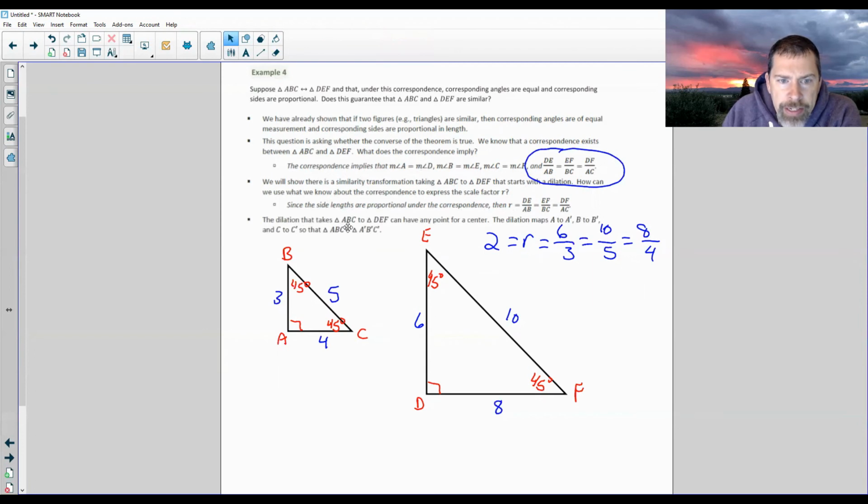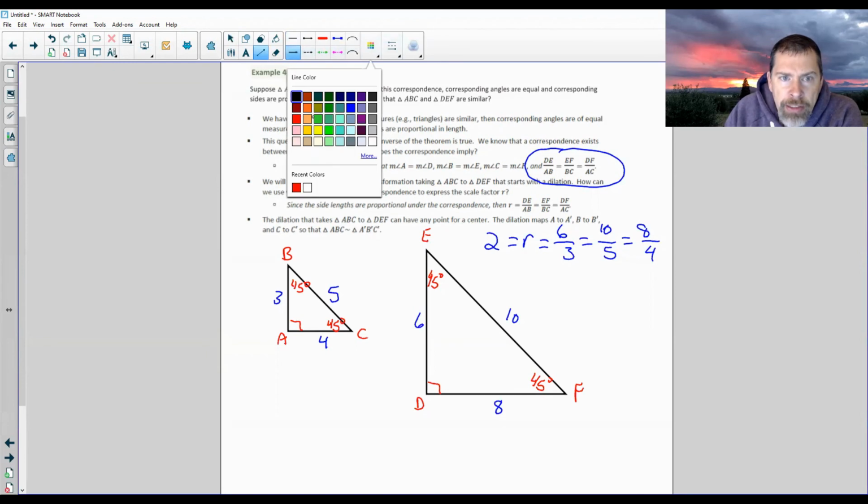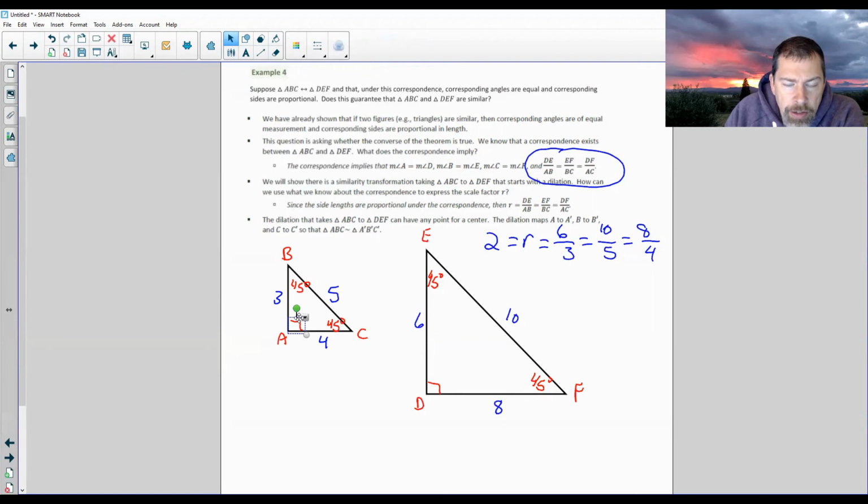The dilation that takes triangle ABC to DEF can have any point for a center. The dilation maps A to A prime, B to B prime, and C to C prime, so that triangle ABC is similar to triangle A prime, B prime, C prime. So what they're saying here is if I now take a ray, let's use purple. Actually, let me get a ruler. Let me do it with a ruler instead.